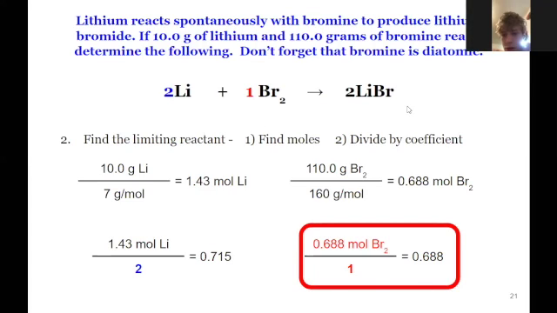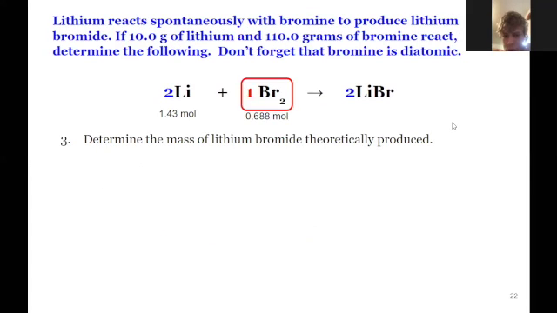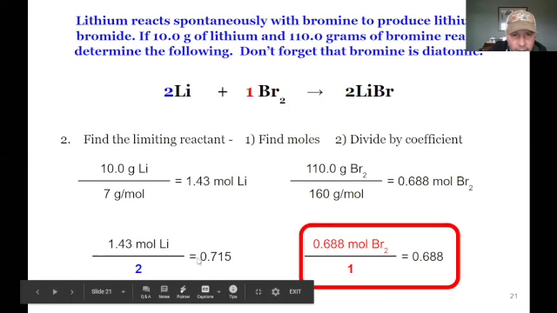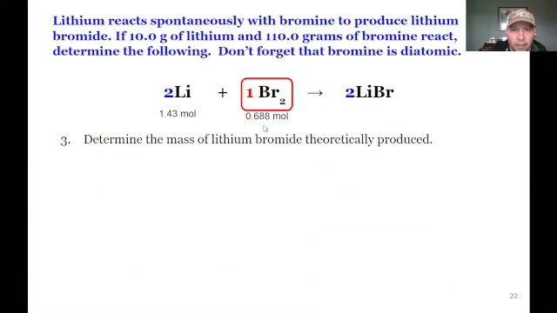So then number 3 comes up next. I went ahead and told the original moles of each one. Now that's something I want to point out to everybody. Don't use these moles down here, that 0.715 and that 0.68 here. You want to use the original moles that we had right here, the 1.43 and the 0.688. Now, we don't even care about the 1.43 because it's in excess. We only care about the 0.688 right here.